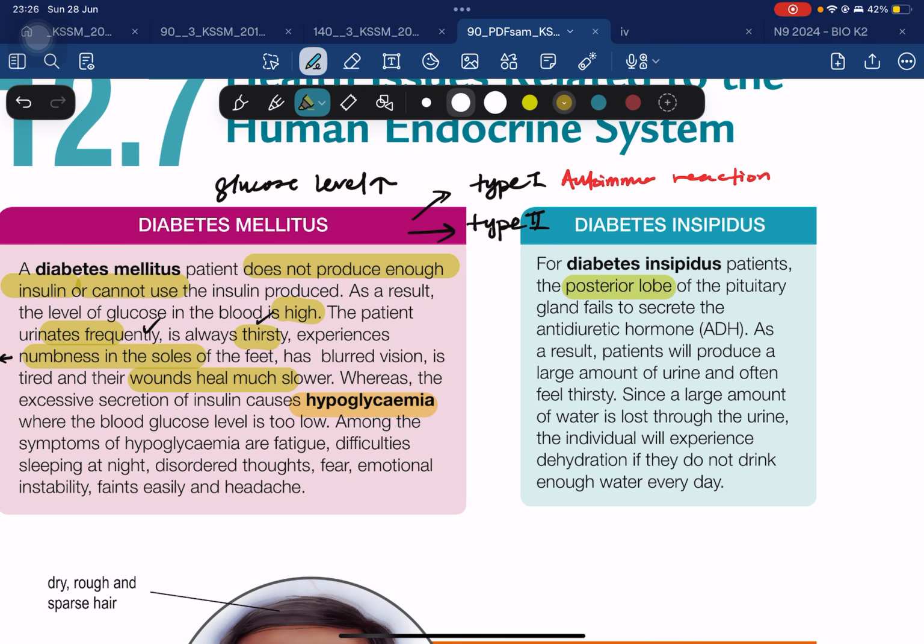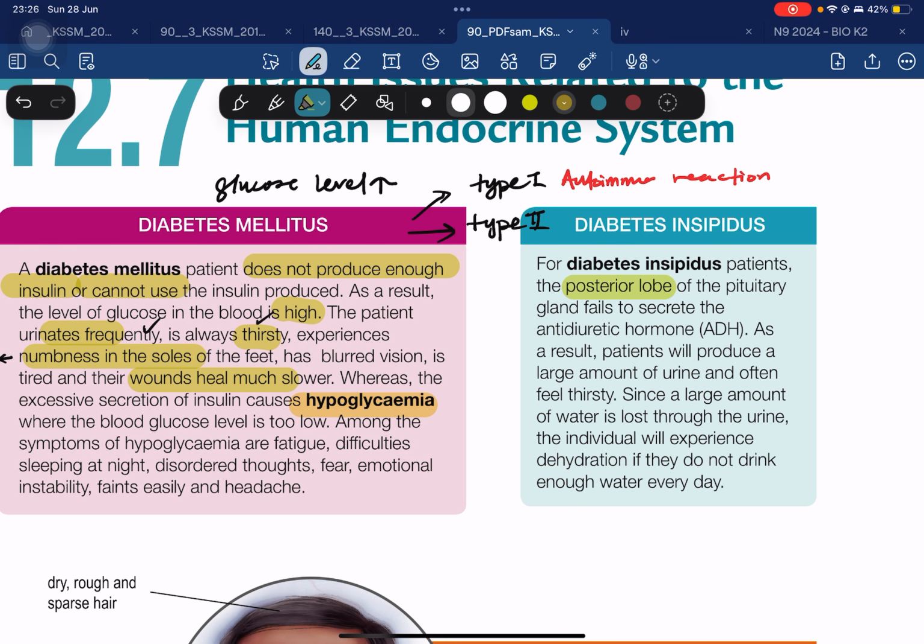For diabetes mellitus, it is definitely related to your blood glucose level, to sugar. But diabetes insipidus is related to urine. Why is it urine? Let's look at this first. For a diabetes insipidus patient, the posterior lobe of the pituitary gland fails to secrete antidiuretic hormone.